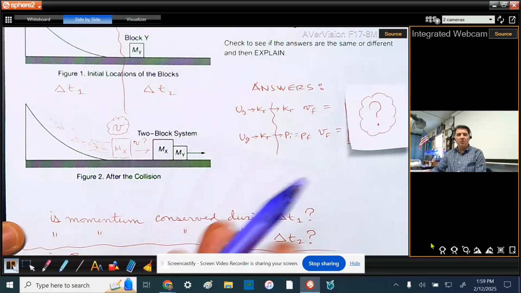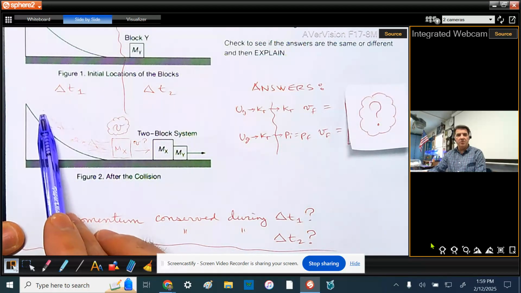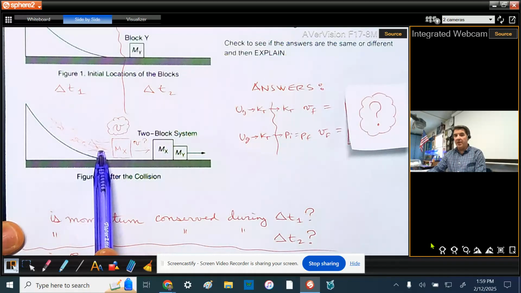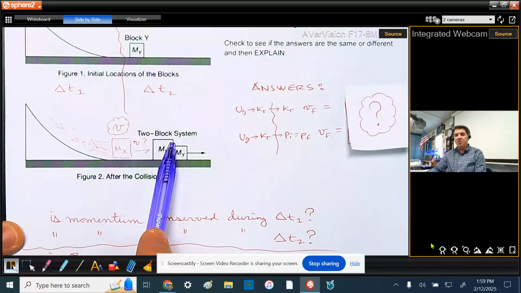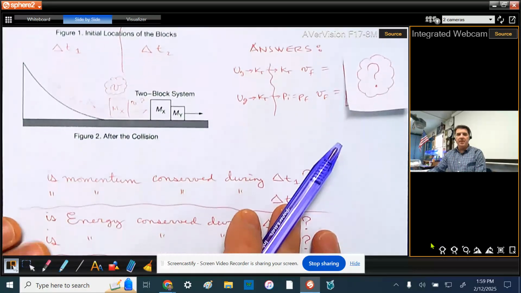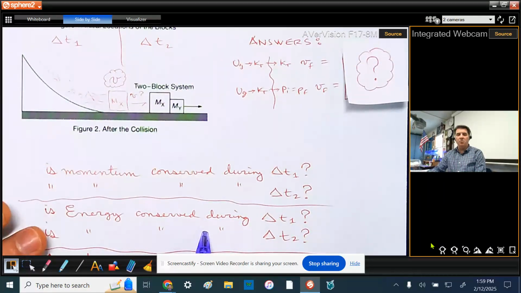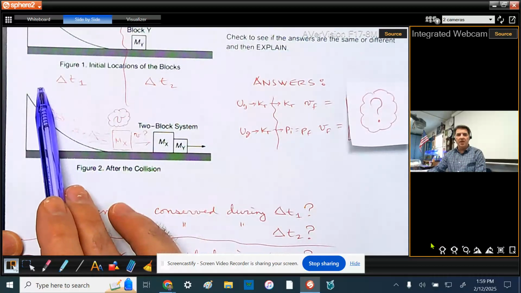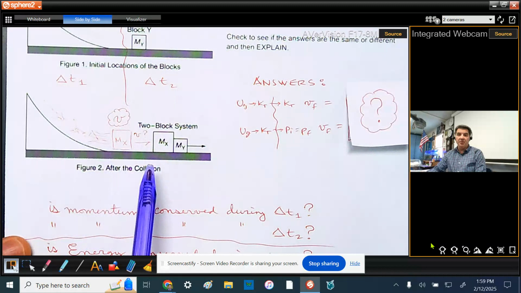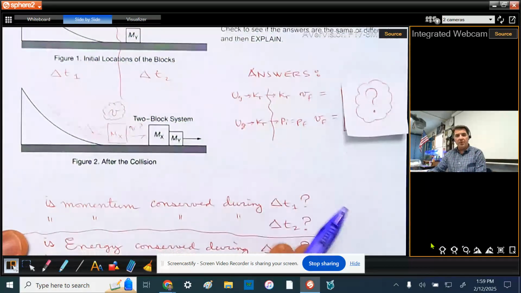So I'm going to kind of go through these questions real quick and not answer the question for you. So is momentum conserved? Momentum conserved, not energy, but is momentum conserved when it's going down the hill? And then when it's a collision with a two-block system with no friction, is momentum conserved? And then it says, is energy conserved during time frame 1? Well, we got a block at the top of the hill. It's going down the hill in time frame 1. Is energy conserved? And once again, no friction on the hill.